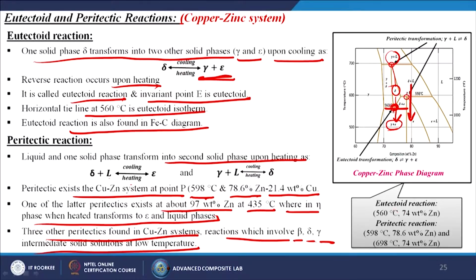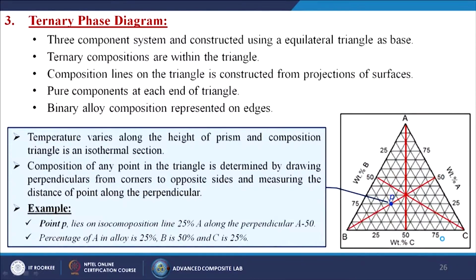So, in this case, eutectoid reactions at 560 degree centigrade with 74 weight percent of zinc, peritectic reactions at around 598 degree centigrade with 78.6 weight percent zinc, and 698 degree centigrade. So, this is the zone. 74 weight percent of the zinc.